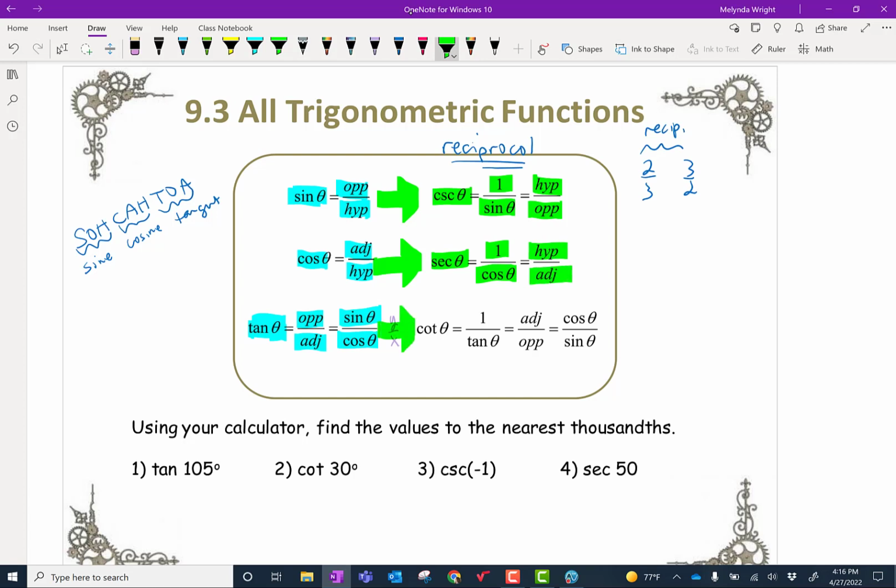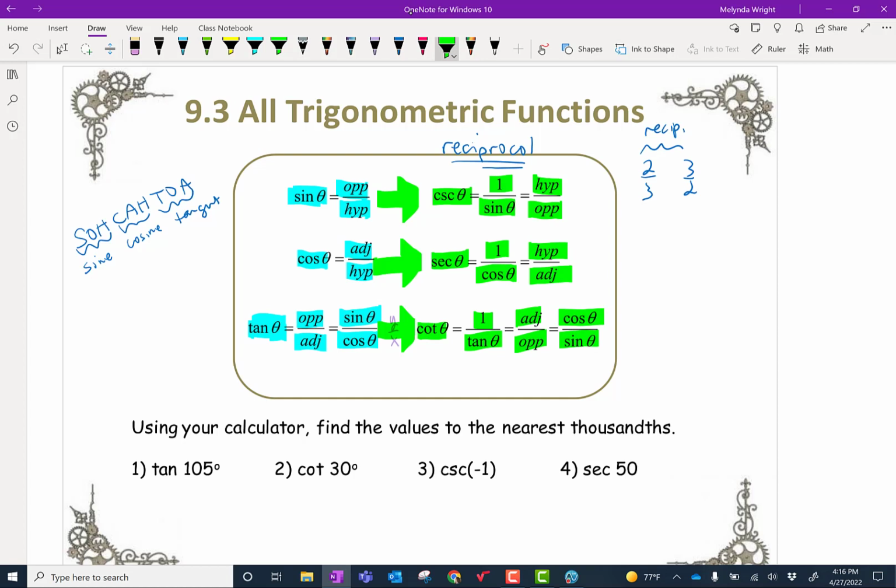Now, tangent and cotangent, that makes more sense to me. So tangent's reciprocal is cotangent. So you can see that those are equivalent. Cotangent is the same as 1 over tangent. And the ratio has flipped. It's adjacent over opposite. So we have this identity. Tangent is sine over cosine, and cotangent is cosine over sine. Those are reciprocals of each other, okay?